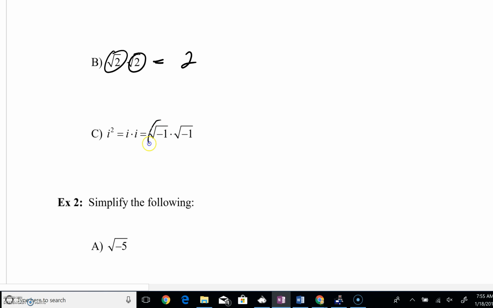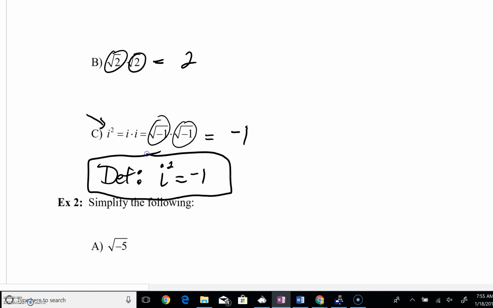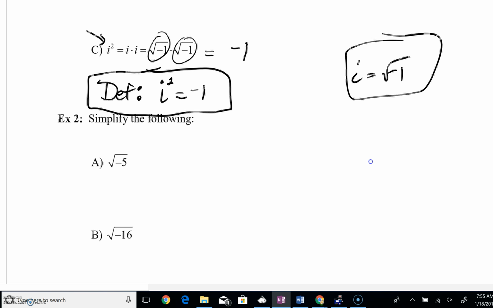What if I had the square root of negative 1 times the square root of negative 1? What do you think? Negative 1. Right? It's just negative 1 itself. What we're seeing is, here's another definition, and we're seeing why it's true. i squared, we're going to need this later. Wow, i squared is always going to equal negative 1. Okay, i squared. i itself is the square root of negative 1, but i squared is negative 1.